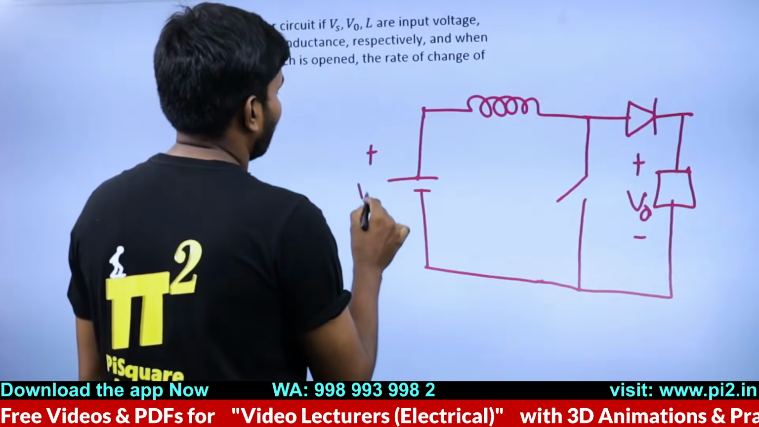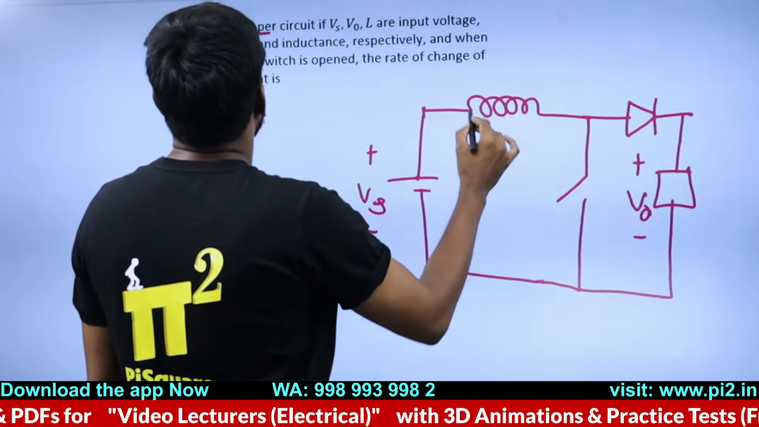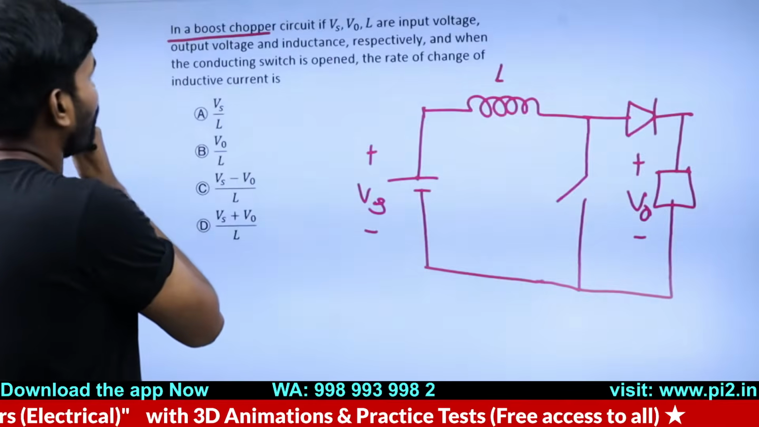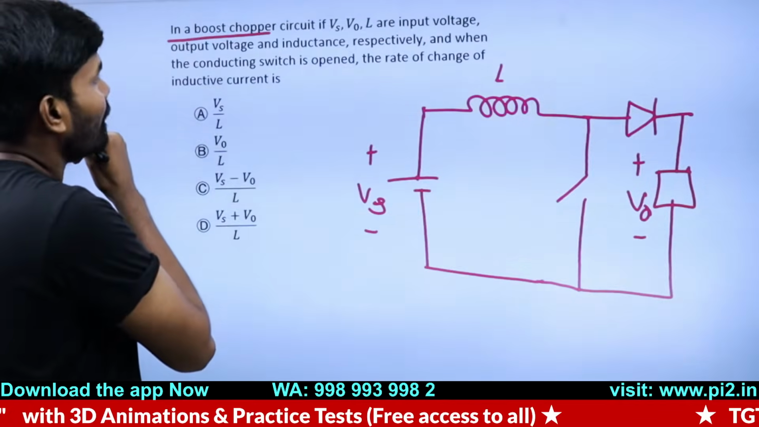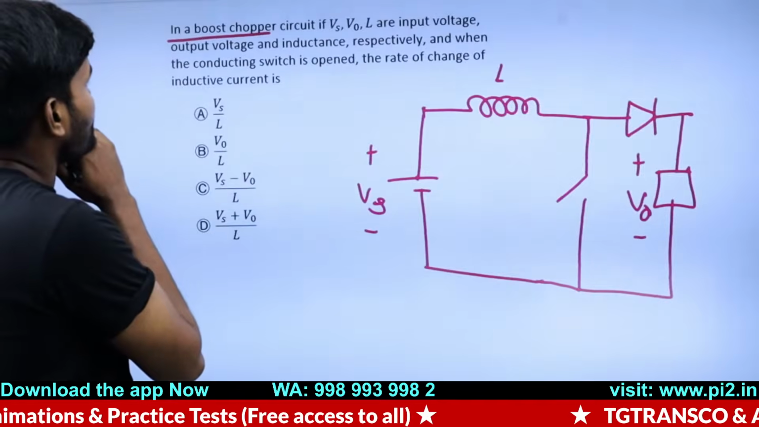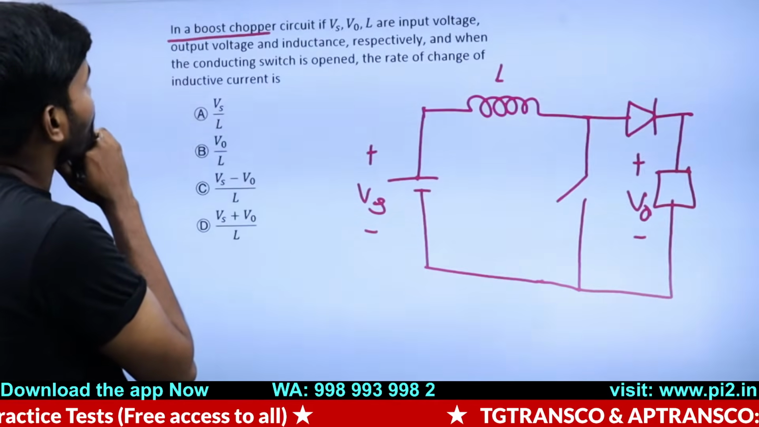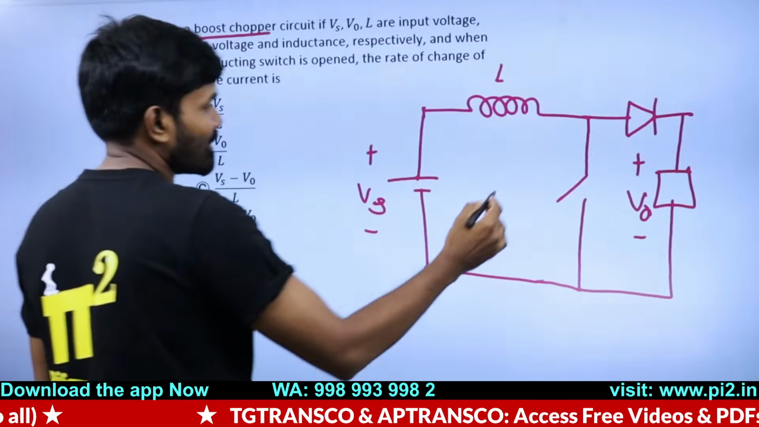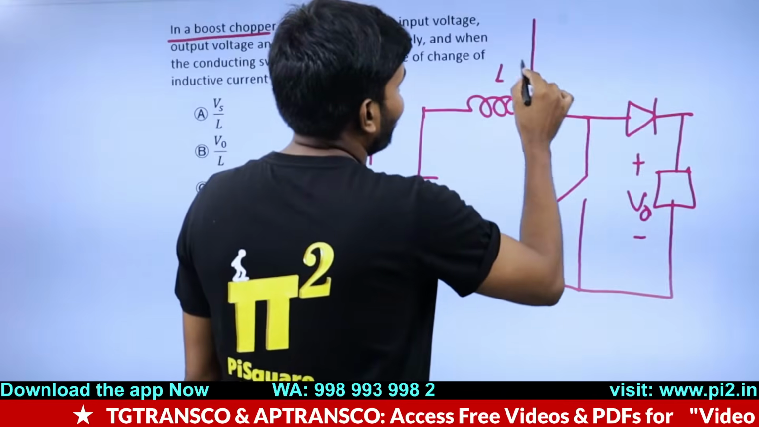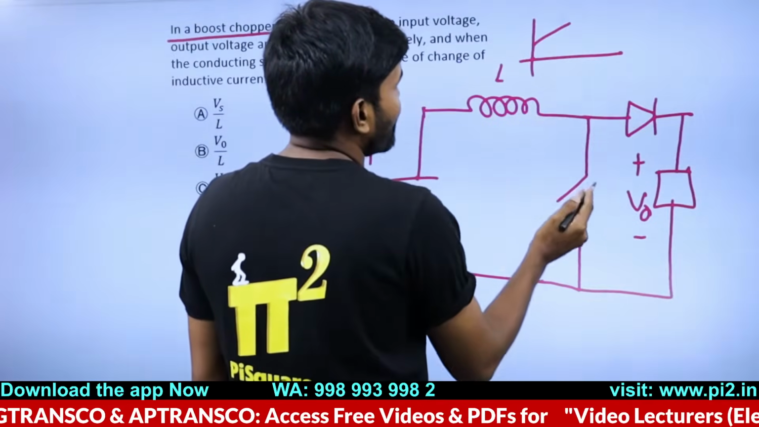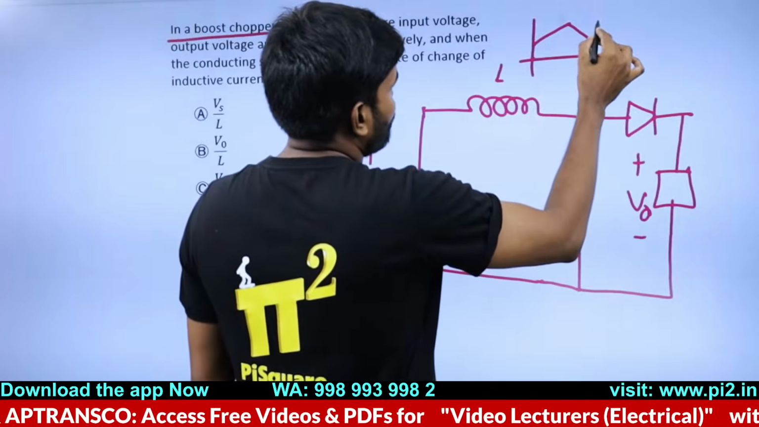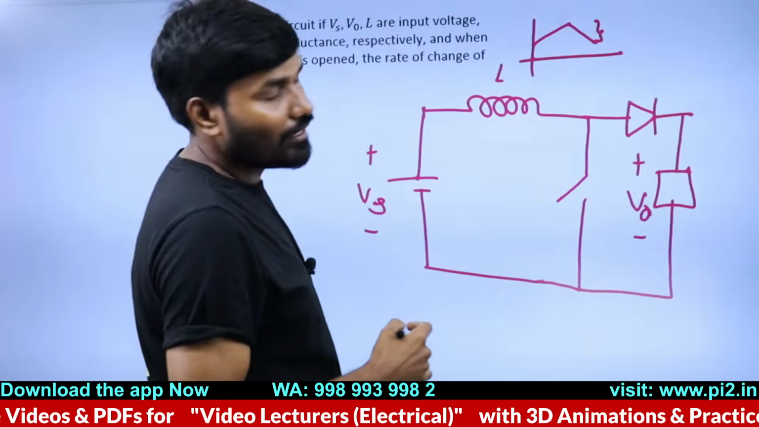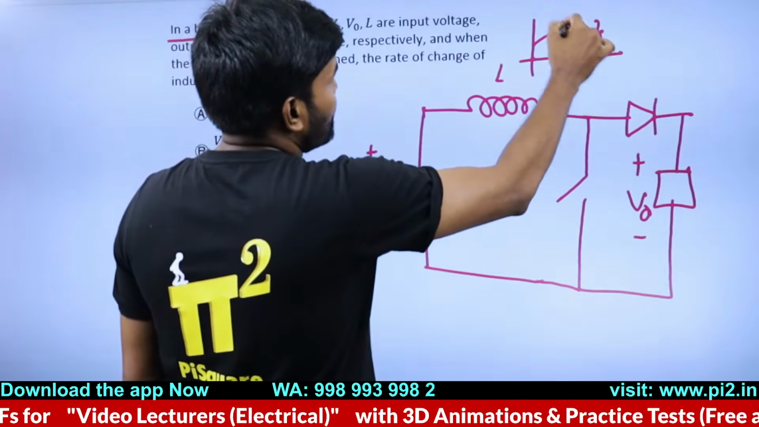This is Vs, and it is said inductor L, so let me take this one as L. It is asked for rate of change of inductive current when the conducting switch is opened. Once this is closed, the inductor will charge. Once it is open, it will discharge. So it is asking for the rate of change of inductor current, delta I.